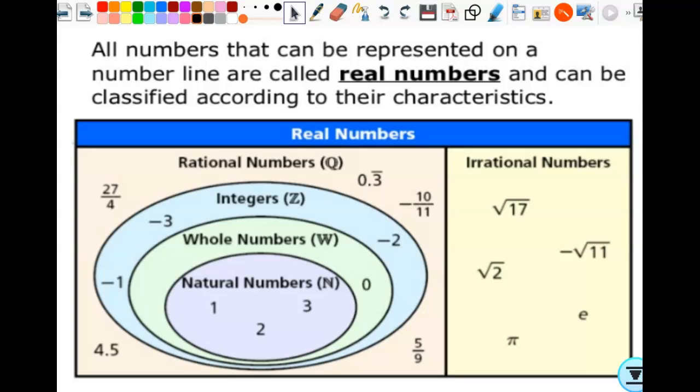They're your counting numbers starting with 1. 1, 2, 3, 4, 5, 6, 7. Whole numbers are your natural numbers plus 0. Integers are positive and negative whole numbers. So that's positive and negative counting numbers, including 0. And then rational numbers obviously can be written as fractions.